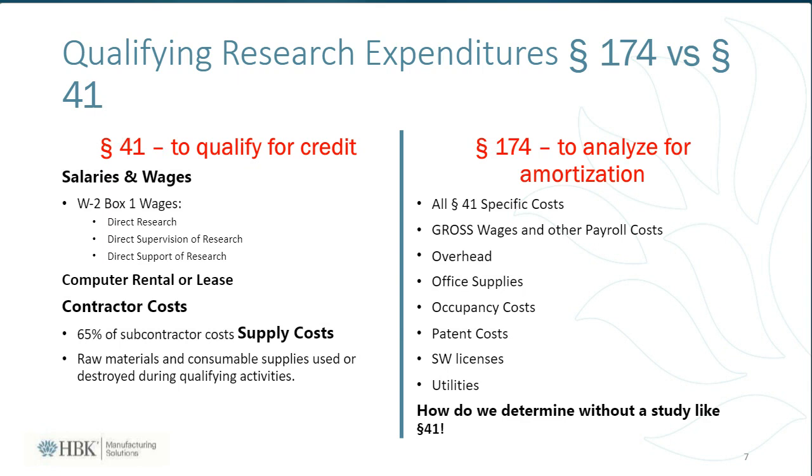But if you go over to the 174 column, which again is how we determine without a study like we normally would for Code Section 41, all of your 41 expenses are thrown in there, plus your gross wages and other payroll costs, overhead, which again would be governed under Code Section 263A and how you're allocating overhead in your manufacturing process, supplies, occupancy costs, patent costs, software licenses, utilities, and again, this isn't an all-inclusive list. This is just a list of common things that you might have to capitalize into your 174 expenses, and it is also much larger than the subset of qualifying expenses under Section 41.